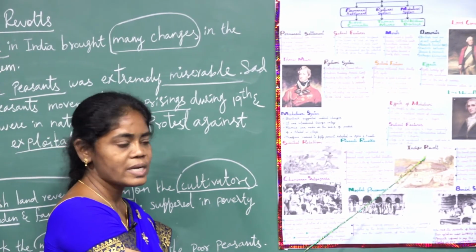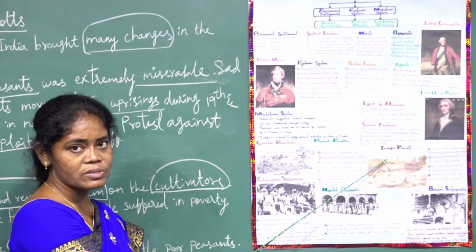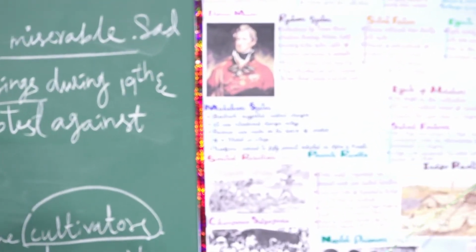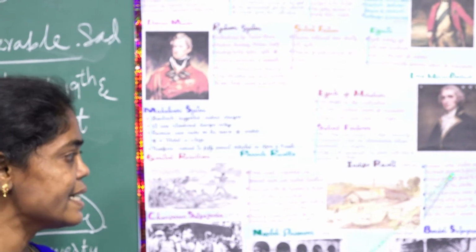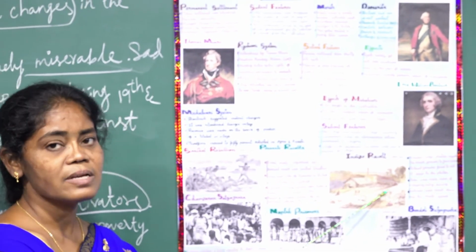Next we will come to the Indigo revolt. See this picture, the Indigo revolt. It started in 1859 to 60. The European indigo planters compelled the tenant farmers to grow indigo. This is the main thing.